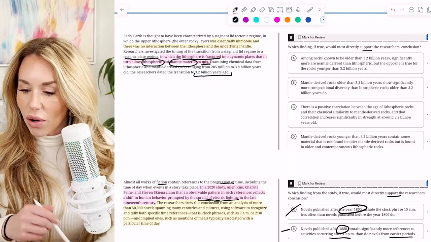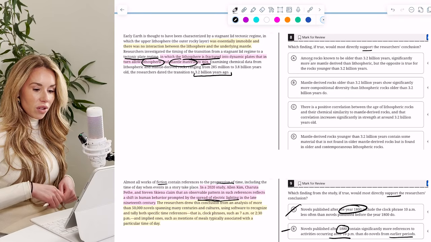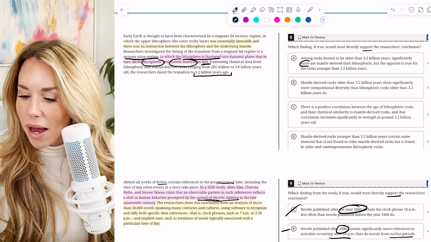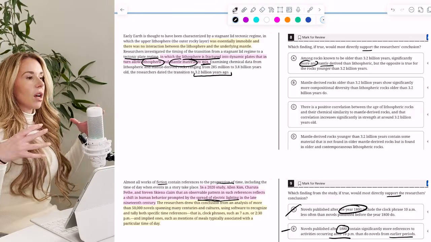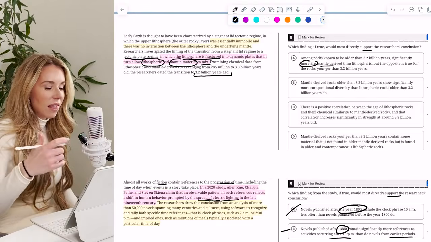Among rocks known to be older than 3.2 billion years, significantly more mantle are derived than lithospheric. But they don't talk about the amount of mantle. They just talk about how they mix. So I want to find an answer choice that basically touches on that.